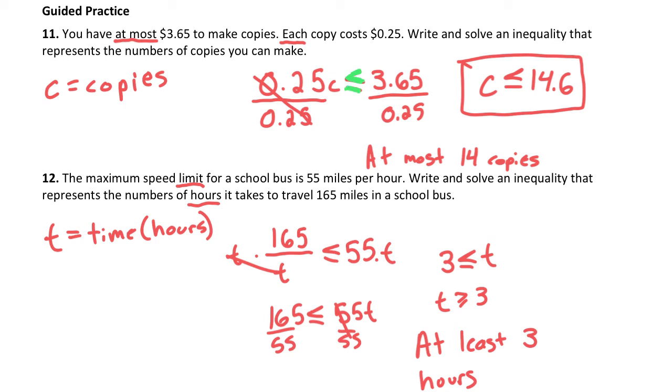So then all I have to do is divide both sides by 25 cents, and I get the number of copies has to be less than or equal to 14.6. So the highest amount of total copies I can make is 14. I can't make 0.6 copies, so I'm going to say I can make at most 14 copies.